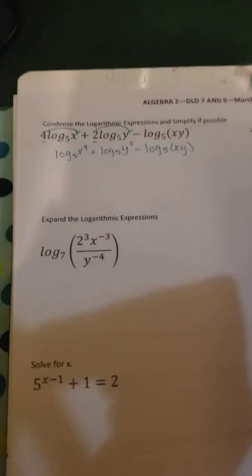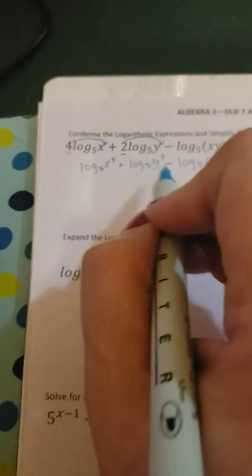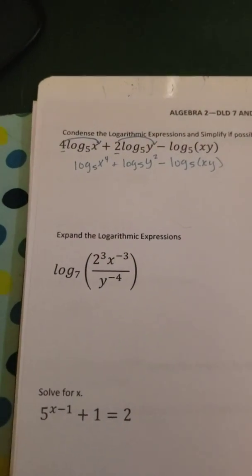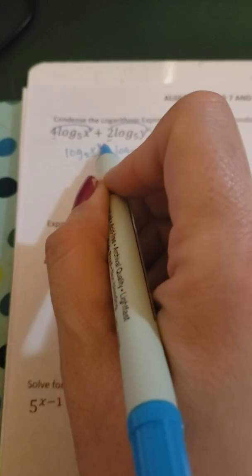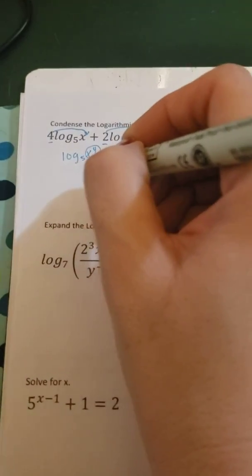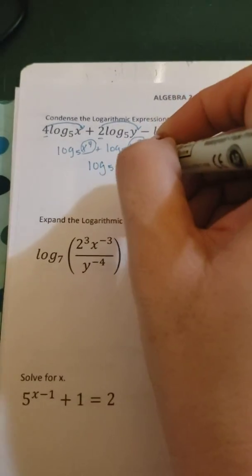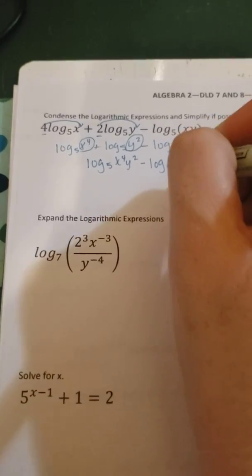Okay, so now I'm going to deal with the addition and subtraction. Because they all are base 5, I can use that addition and subtraction to combine and simplify. Addition means we multiply the arguments. So we're going to multiply x to the fourth and y squared. We can't actually multiply them, so we're just going to make them into a multiplication problem. And then that still leaves log base 5 of xy.